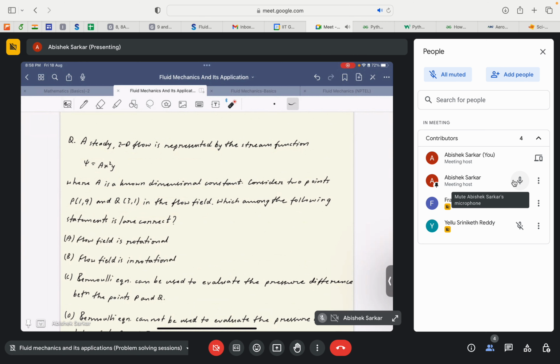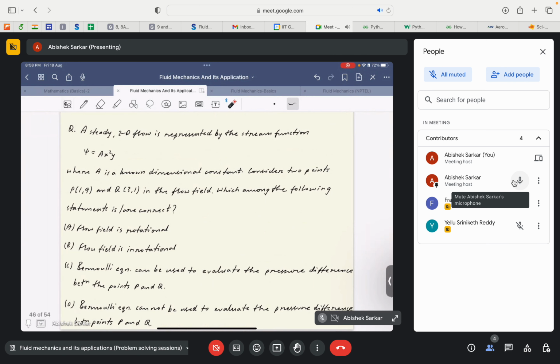Which among the following statements is or are correct? The first statement is the flow field is rotational. The second is the flow field is irrotational. Then, the Bernoulli equation can be used to evaluate the pressure difference at the points P and Q. Or, the Bernoulli equation cannot be used to evaluate the pressure difference between points P and Q.